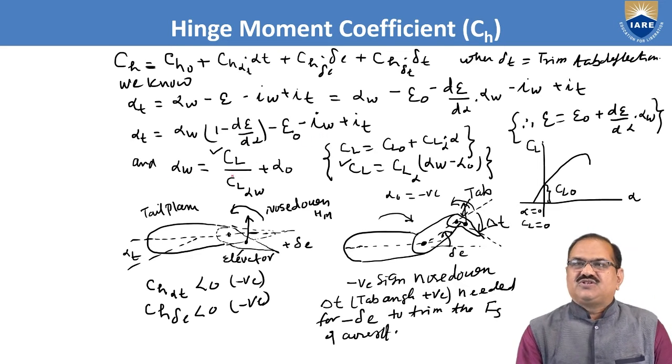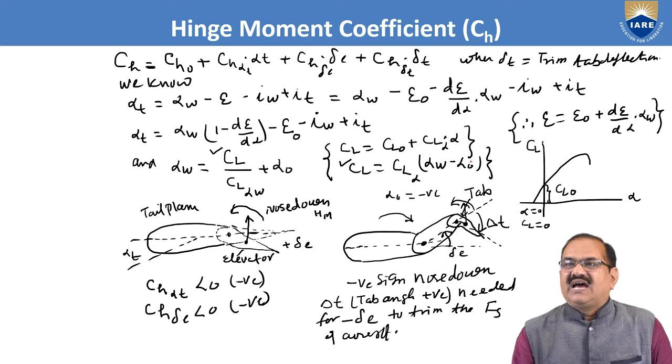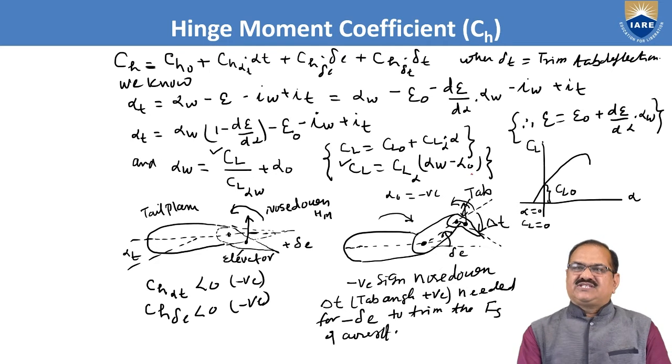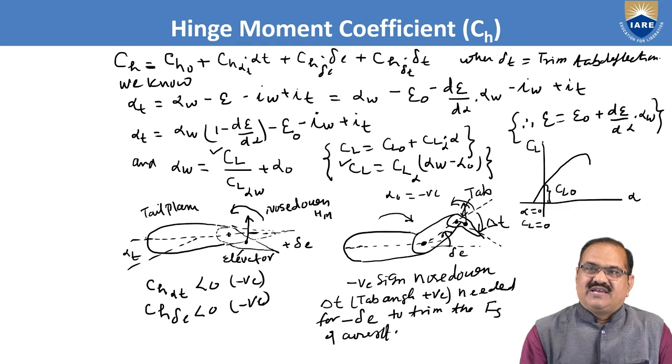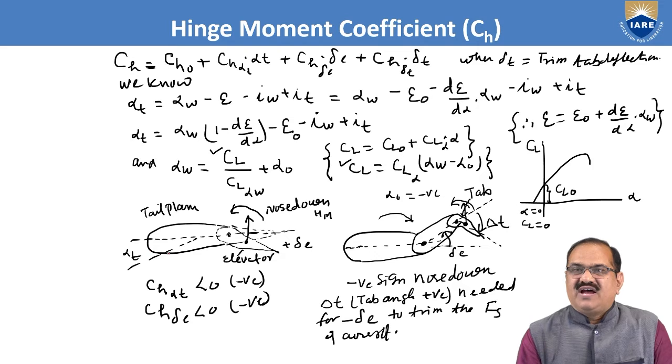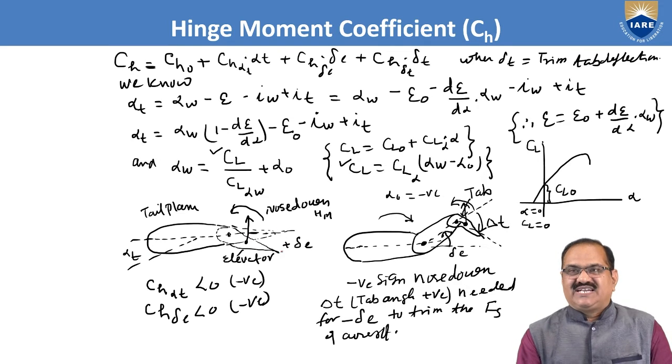So here alpha W is equal to CL by CL alpha W plus alpha naught. CL is equal to CL naught plus CL alpha into alpha, that is, CL is equal to CL alpha into alpha W minus alpha naught. Here we can see a very interesting result: at positive alpha on the tail plane, and with the elevator positively deflected, it will give an upward force and a nose down hinge moment. It is called the nose down hinge moment.